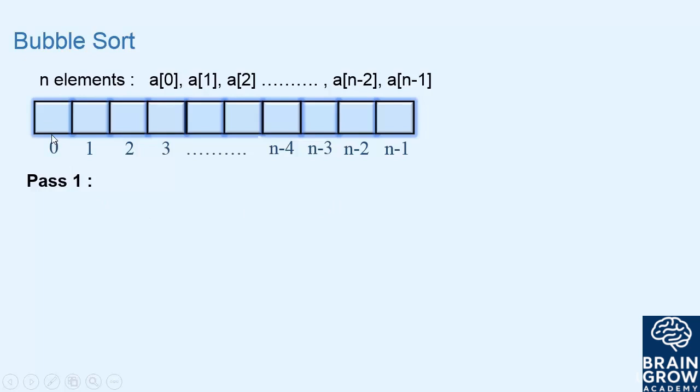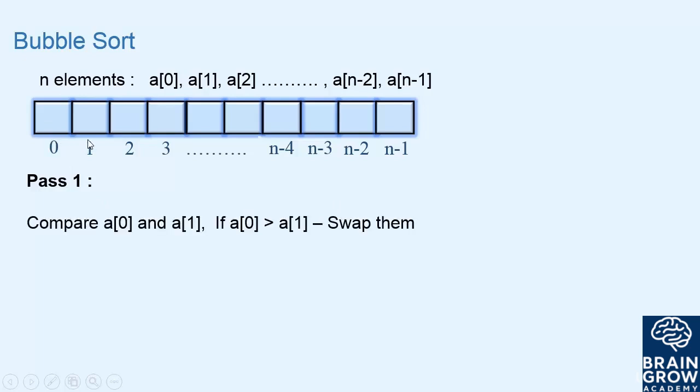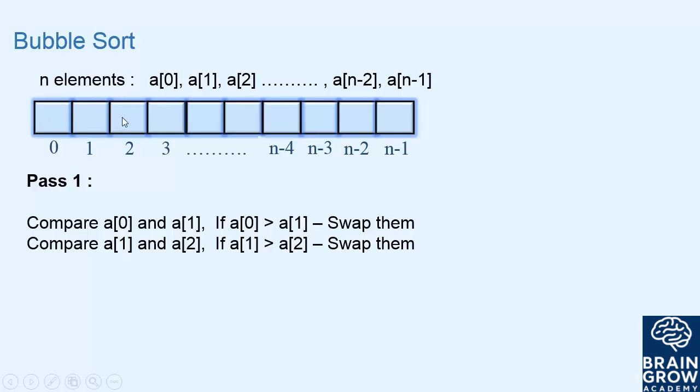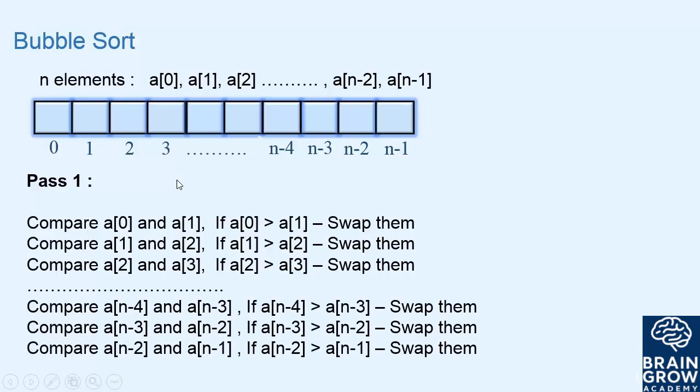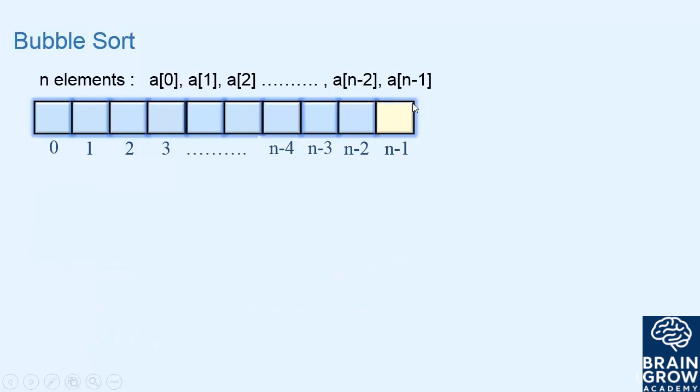So in pass 1, first we will compare elements A0 and A1, and if A0 is greater than A1, we will swap them. Next, A1 and A2 will be compared, and if A1 is greater than A2, then they'll be swapped. Next, A2, A3 will be compared and swapping will be done if A2 is greater than A3. Similarly, other comparisons will be done and the last comparison will be between elements an-2 and an-1, and swapping will be done if an-2 is greater than an-1. Now at the end of pass 1, the biggest element of the array will come down at this n-1th position.